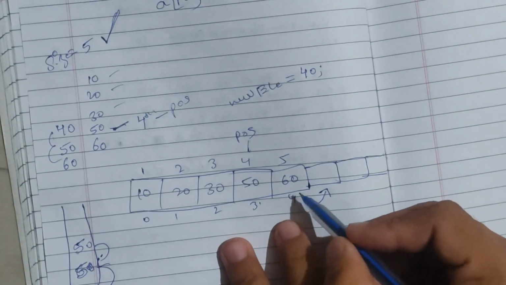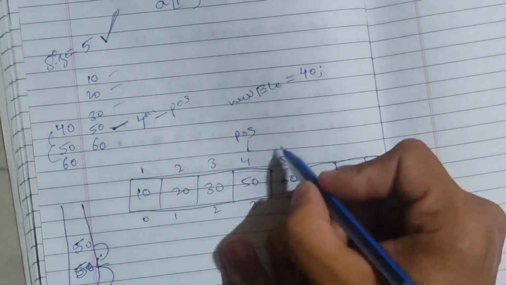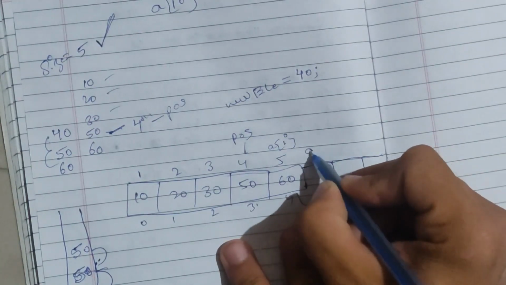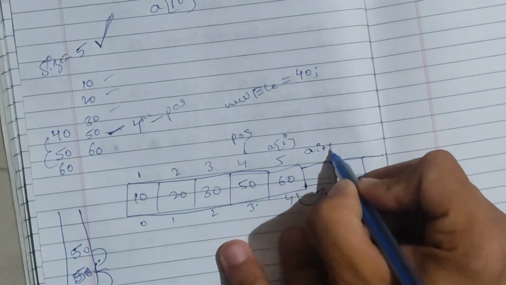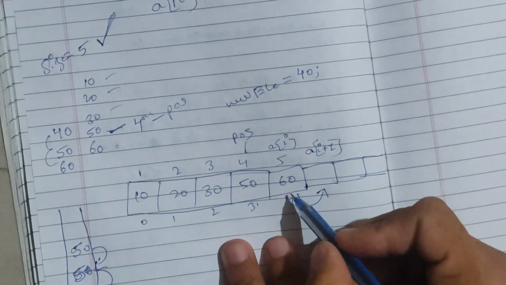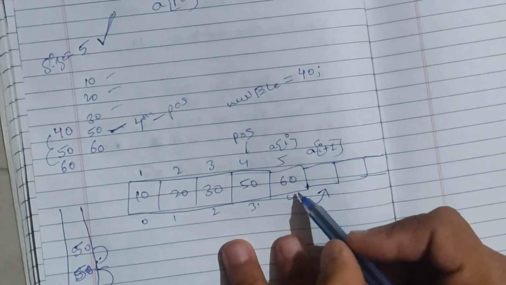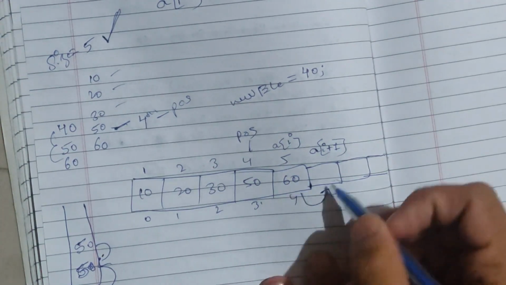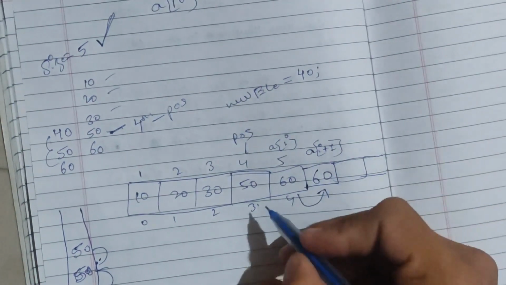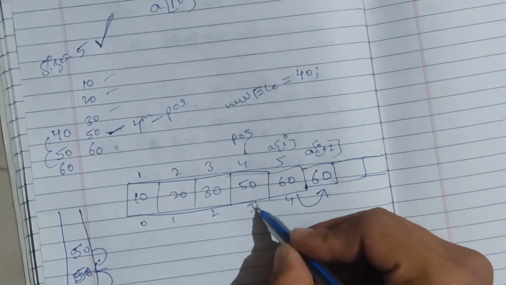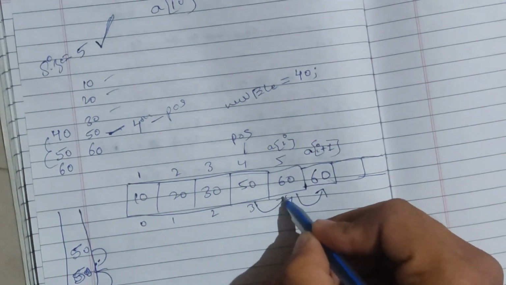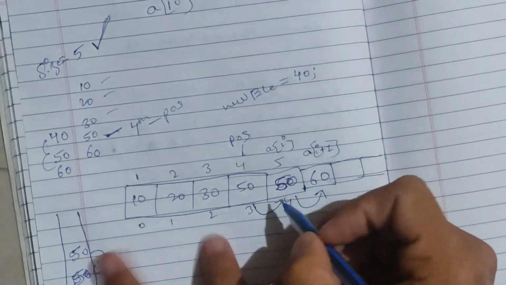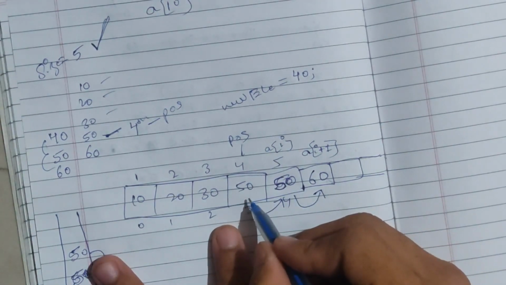So let's say this is a of I, right? Now I have to do what? This is a of I plus 1. So I have to shift the a of I into a of I plus 1. This value will be copied here, and the same thing I have to do with the value 50: I have to copy the value 50 here, and now there is 50, right?